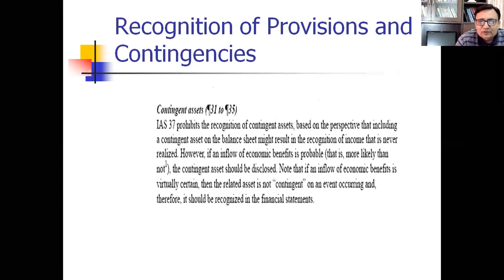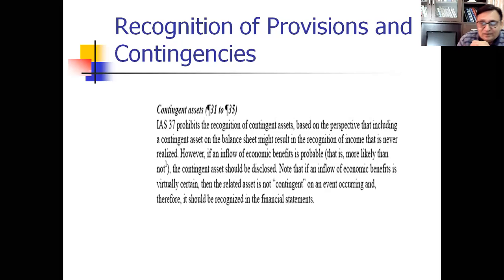The next part is how to recognize provisions and contingencies. IAS 37 prohibits the recognition of contingent assets unless they actually arise. They are not going to be recognized, because including a contingent asset on the balance sheet might result in recognition of income that is never realized. However, if an inflow of economic benefit is probable, that is, more likely than not, the contingent asset should be disclosed. Note that if the inflow of economic benefit is virtually certain, then the related asset is not a contingent asset.